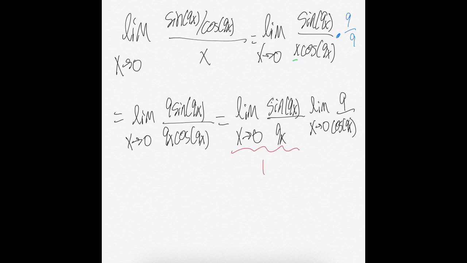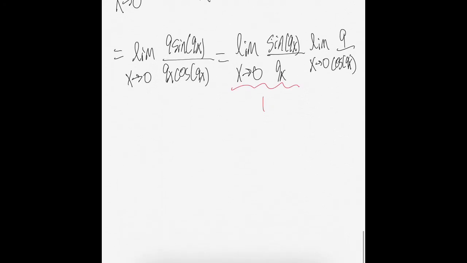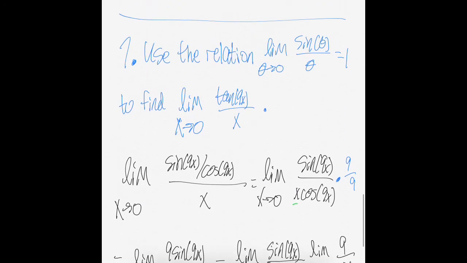The second limit now, this one looks tricky. It looks like I'm going to get a 0 in the denominator, but actually, if I just plug in x equals 0, well, cosine of 0 is not 0, it's 1. And so this just becomes 9 over 1, or 9. Okay?